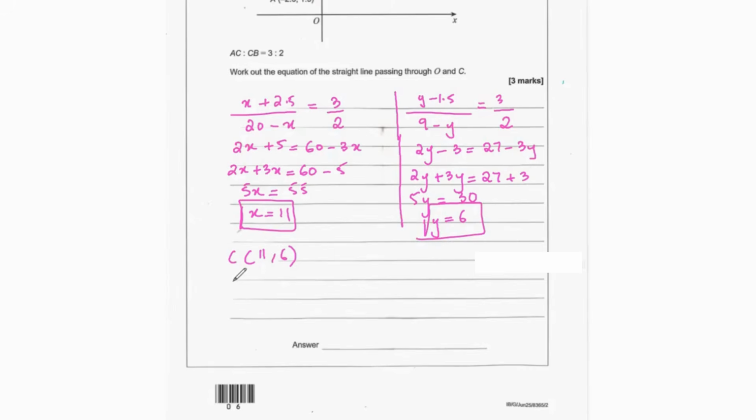Now to find the gradient for OC, 6 minus 0 over 11 minus 0, that's 6 over 11. And the y-intercept is 0. So y equals 6 over 11 x is your equation, and that's your answer.